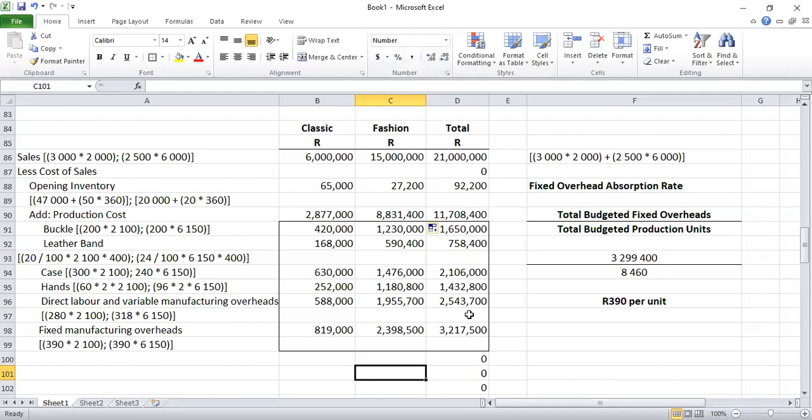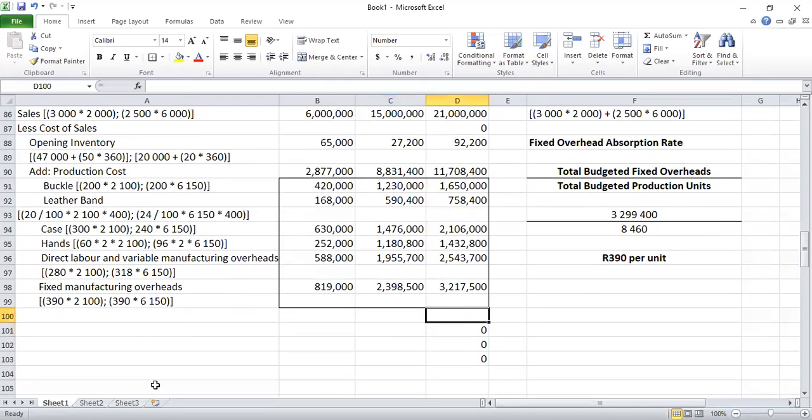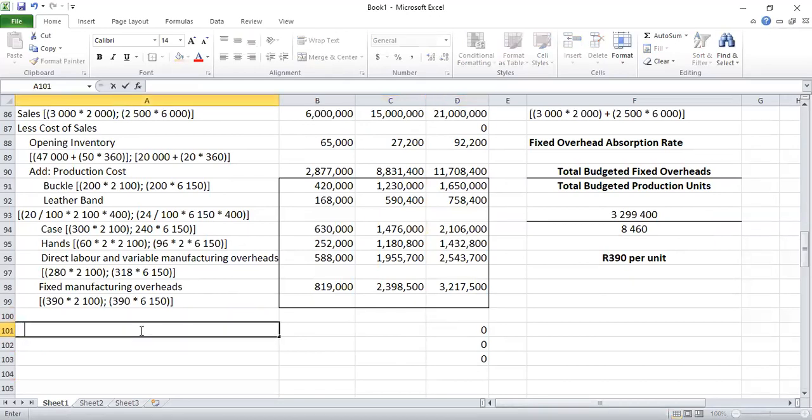Is that right? Yes, thank you. So we always use budgeted data, not the actual data, unless they specifically say that we should use actual data. Right, then would it be less closing inventory? Sorry, sir.